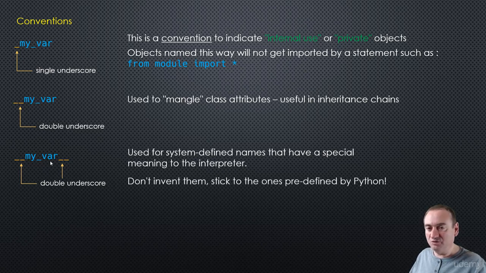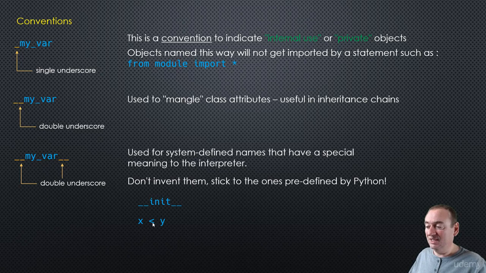In other words, don't go and create your own variables that start and end with a double underscore. Just stick to the ones that are predefined by Python. Now, what are they? Well, there's a slew of them, and we'll see a lot of them throughout this course. But for example, you have the init method, to initialize a class. Well, that's the double underscore init double underscore function. And then when you create a new class, it will call that particular function.